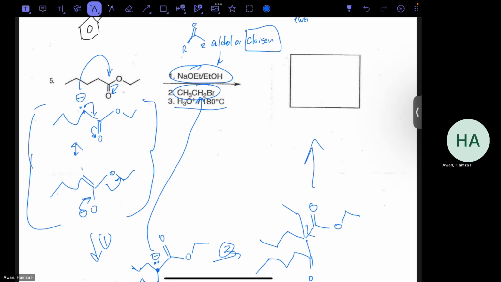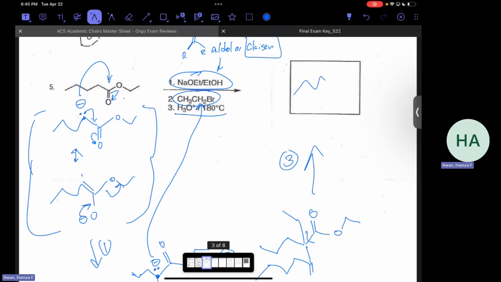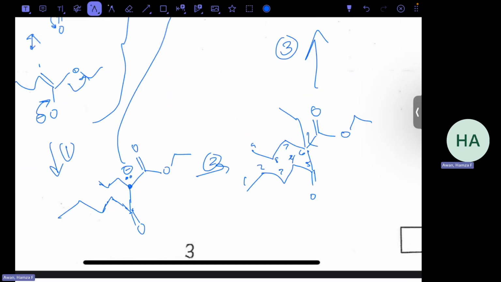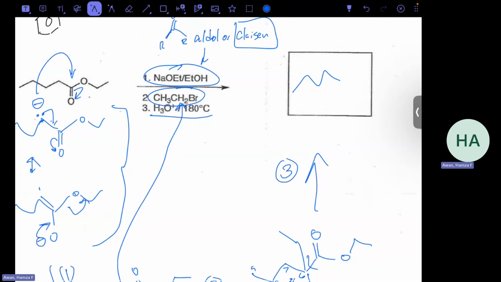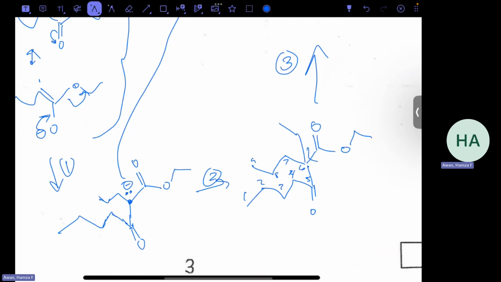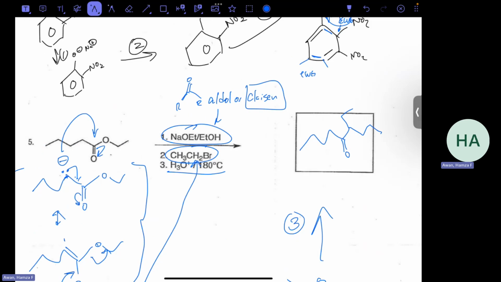So final step, step 3, let me count the carbons. 1, 2, 3, 4, 5, 6, 7, 8, and 9. So a 9 carbon chain. 1, 2, 3, 4, 5, 6, 7, 8, 9. Then on carbon 5, we have our double bond, and on carbon 6, we have 1, 2, like that.